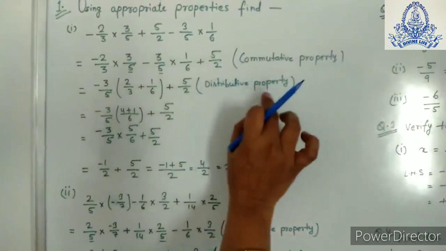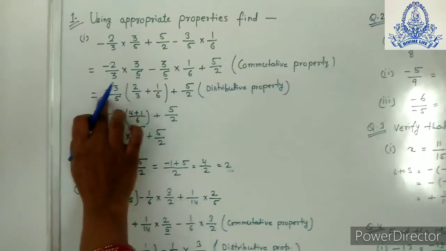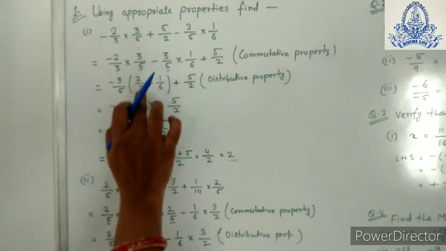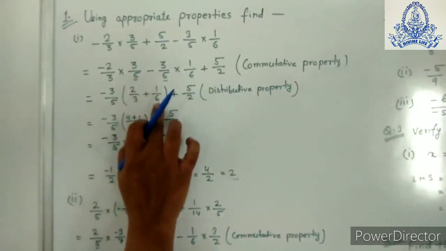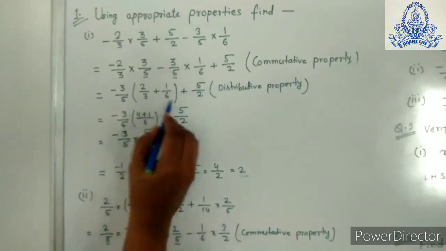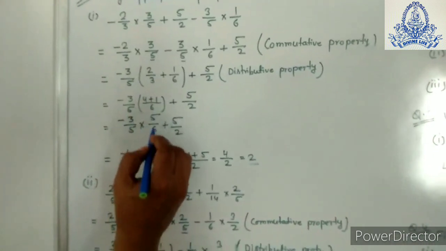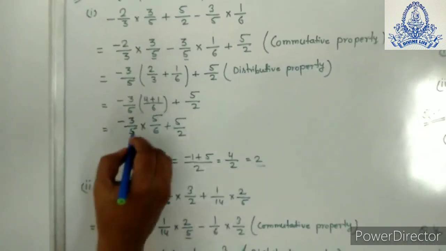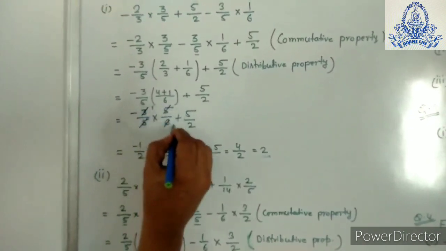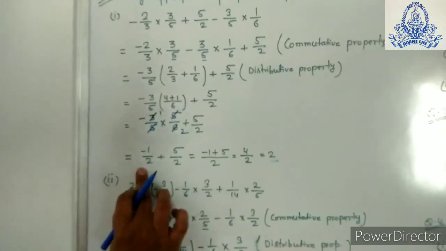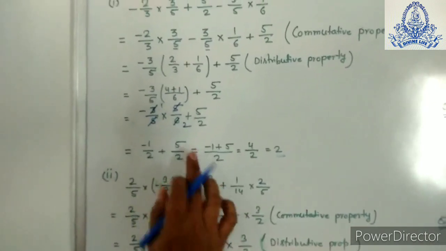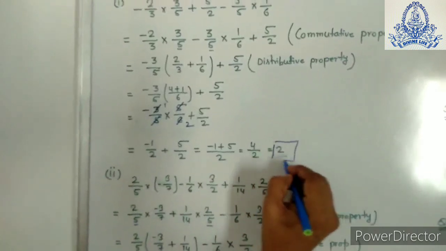Now under distributive property, we take common minus 3 upon 5, which is multiplied with 2 upon 3 plus 1 upon 6, plus 5 upon 2. Now solving the bracket, we will get 5 upon 6. Solving this, we will get minus 1 upon 2 plus 5 upon 2. Now solving this one, we will get the result 2.